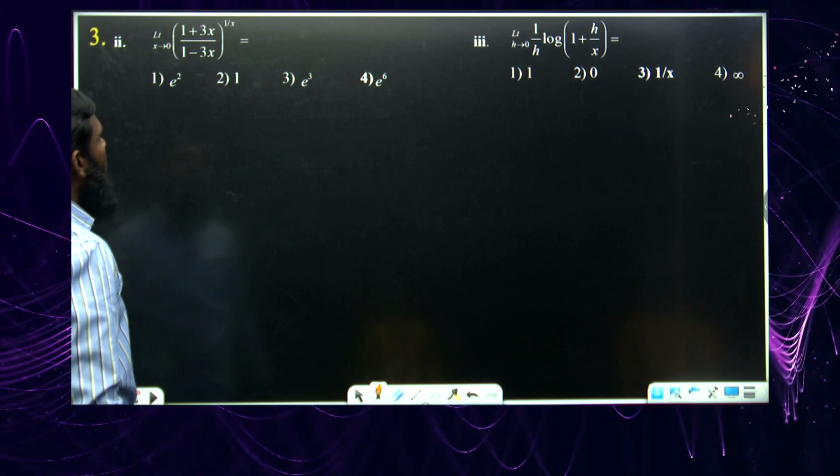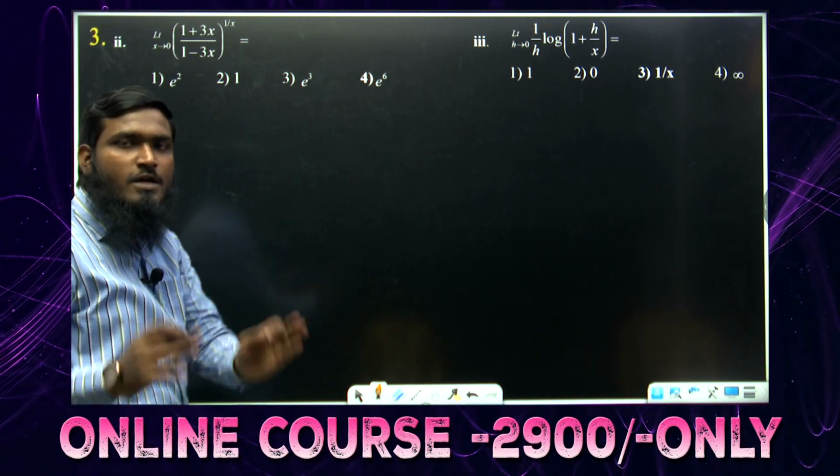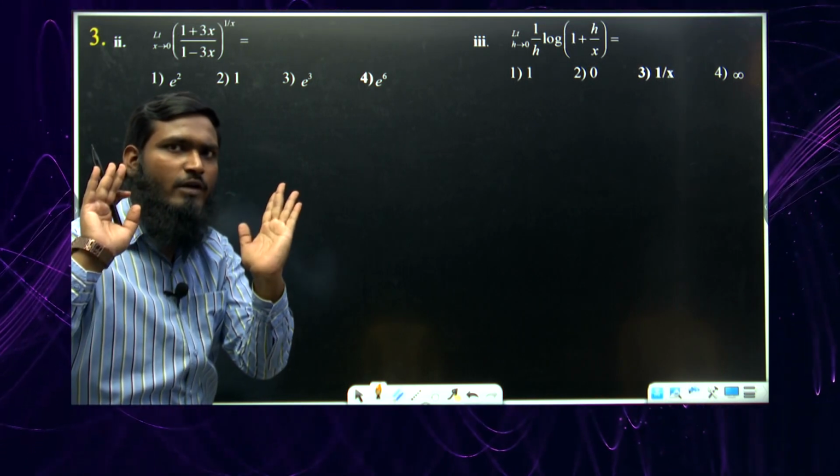Now let us go forward. Limit x tends to 0, (1 plus 3x) by (1 minus 3x), whole power 1 by x. For this question, listen carefully to the simple concept we are using.